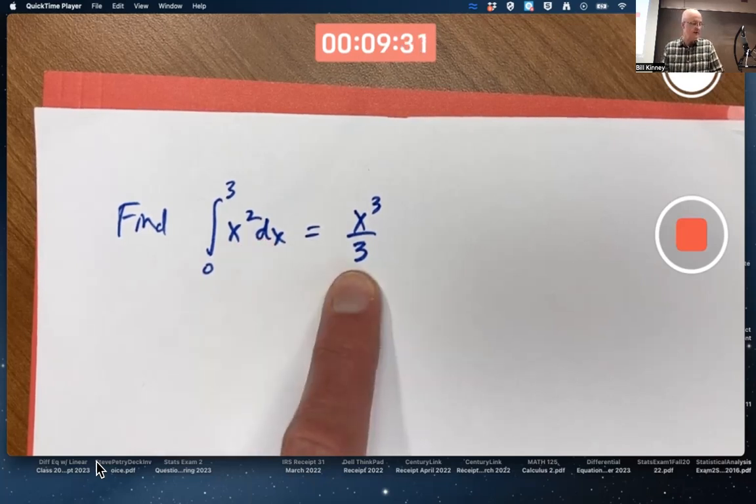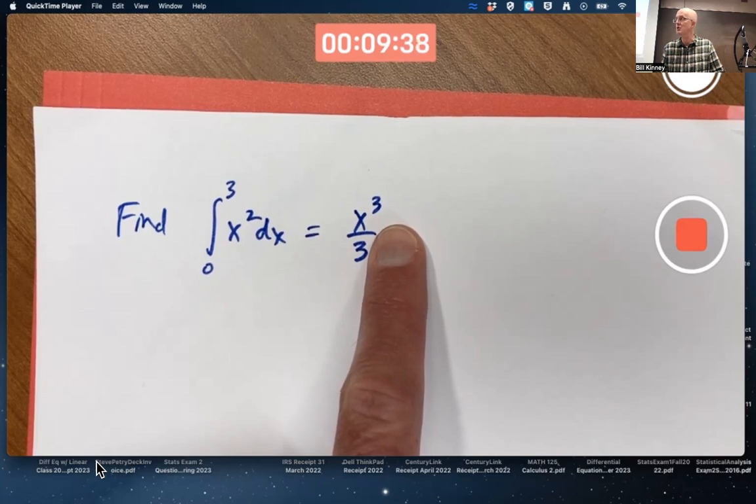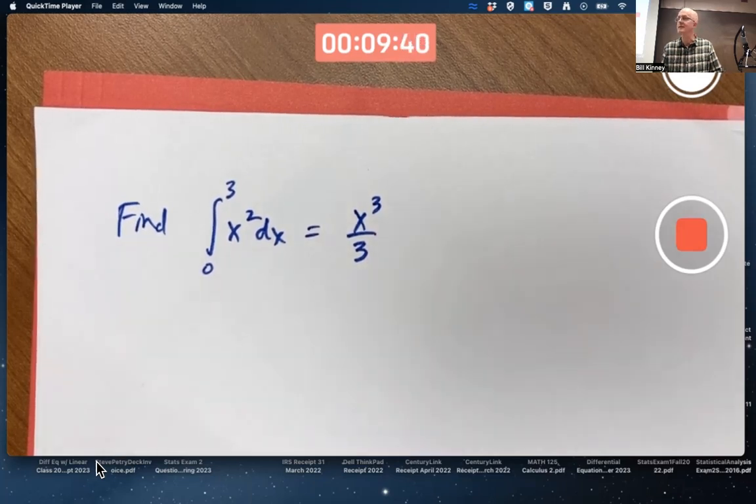Check it by differentiation. You'd bring down the 3. 3 times 1/3 is 1. You'd also subtract 1 from that exponent. You would get 2. You would get x squared in the end.